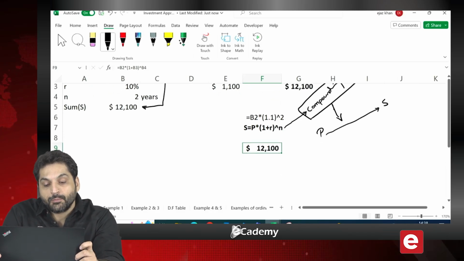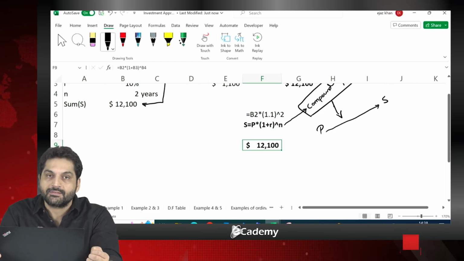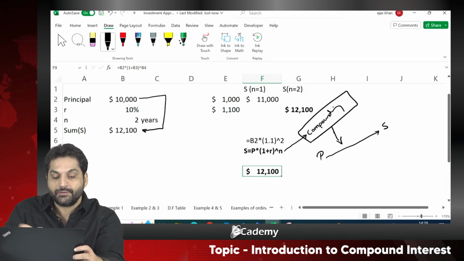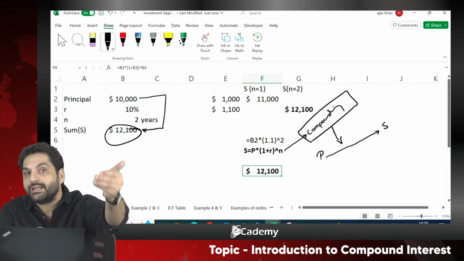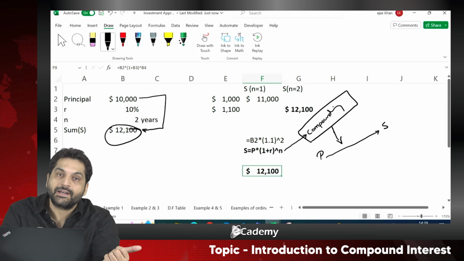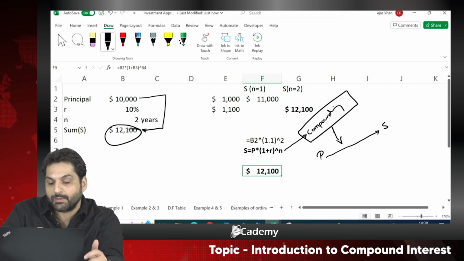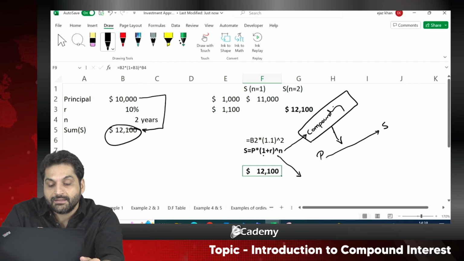And the same formula could be reversed to find out P with the help of S. Say for example, if we know that the sum is 12,100, that is the amount that we are going to get after 2 years, and we have to reverse this figure to find the P. We can use the same formula, but with some changes. Let's change this formula for P.